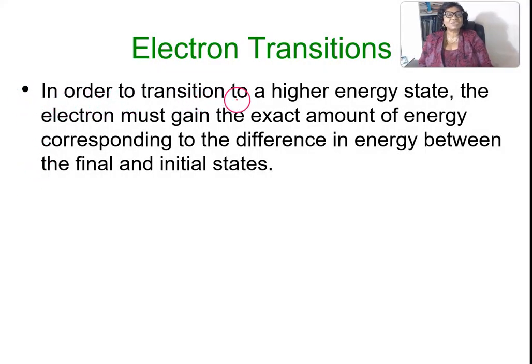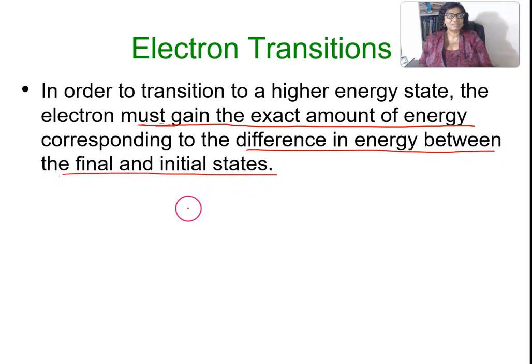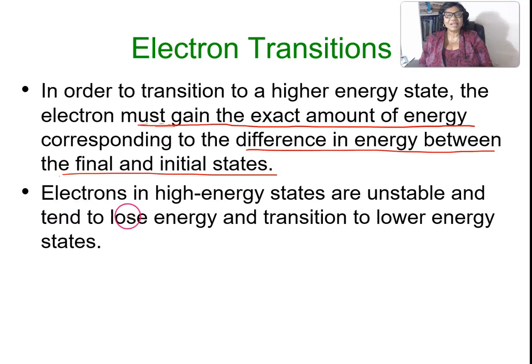In order to transition to a higher energy state, the electron must gain the exact amount of energy corresponding to the difference between the final and the initial state. It must absorb the exact amount of energy. The electrons in a higher energy state are unstable and tend to lose energy and transition to lower energy states.